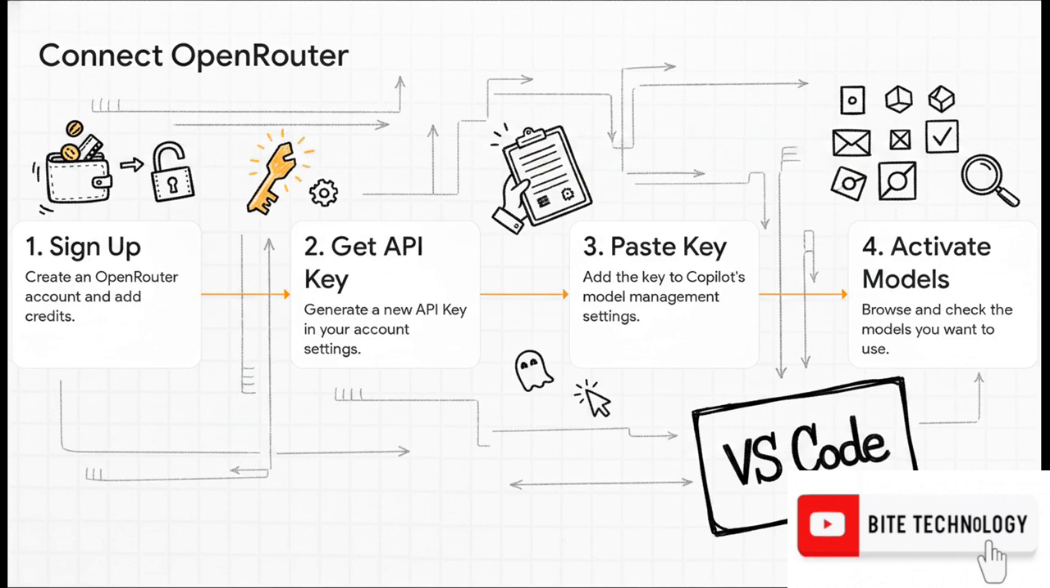The setup is actually very straightforward. First, you'll create an account on OpenRouter and add some credits. Then, inside your settings, you generate a new API key. You pop back over to VS Code, go to Copilot's model management settings, find OpenRouter, and just paste that key right in. From there, you can browse this huge list of models and just check the boxes for the ones you want to use. It might seem like a few steps, but trust me, it's a one-time setup that unlocks a massive amount of power.